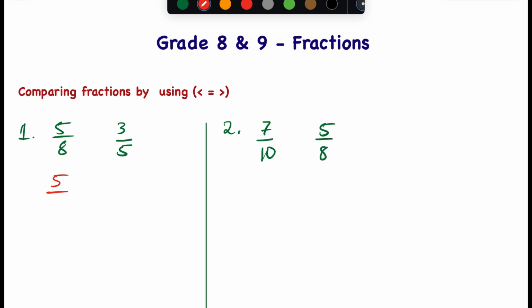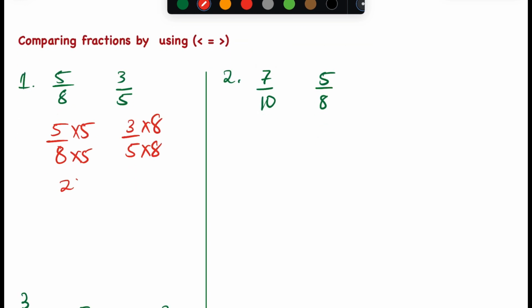You rewrite the fraction, and then you take the denominator of the other fraction, which is 5, you times by it, and then you write the second fraction, you take the denominator of that fraction, which is 8, you times by 8. So 5 times 5 is going to be 25, 8 times 5 is going to be 40, and 3 times 8 it's 24, and then 5 times 8 is 40.